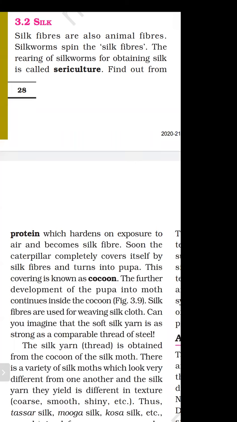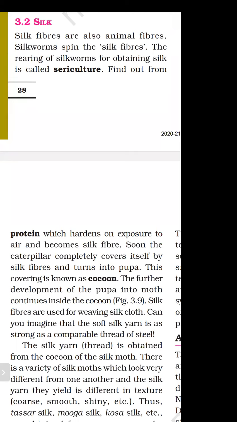Sericulture is also a term. So how will you define sericulture? The rearing of silkworms for obtaining silk is called sericulture. As we rear cow, buffalo, goat, sheep, camel or any other animal at our home, in the same manner we can take care of silkworms. When silkworms are reared for obtaining silk, that process is known as sericulture.